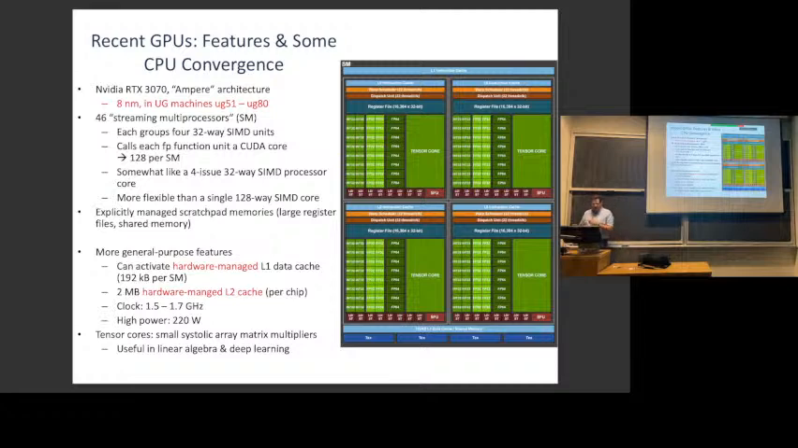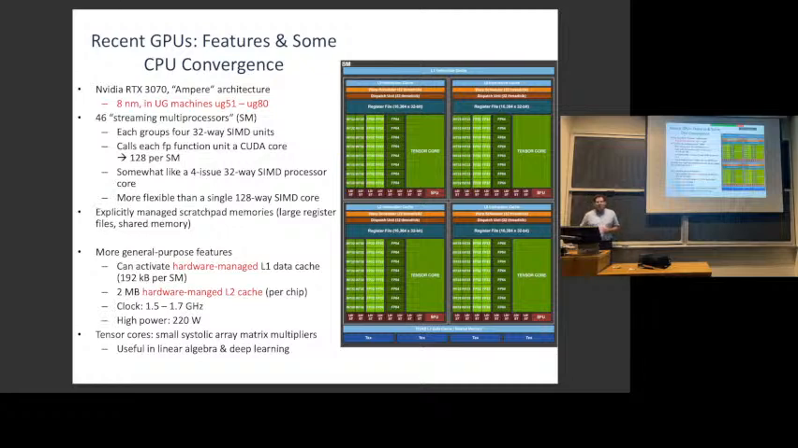Okay, so let's talk about GPUs. So the GPU and the UG machines, and you have to log into one of these ones. These GPUs are expensive, so they only put them in a subset of the UG machines. It's this particular one. It's an NVIDIA RTX 3070, which is based on NVIDIA's Ampere architecture. So NVIDIA gives every microarchitecture a name. So if you want to know more about how this GPU works, you want to look up what's called the Ampere architecture. It's a pretty advanced GPU.